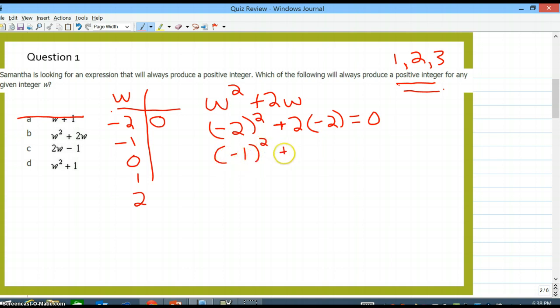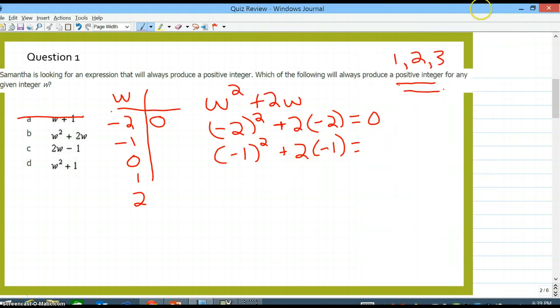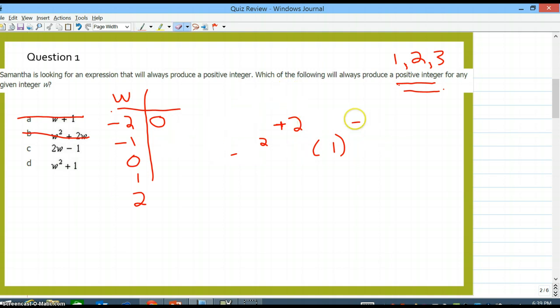I'm going to plug in -1 for W. When I do that, if I put that in my calculator, parentheses, -1, close parentheses, squared, plus 2, parentheses, -1, close parentheses, enter, I get -1. So again, I'm only looking for rules that will produce positive integers. -1 is not positive, it is negative. B does not work, I'm going to cross that out. And I'm going to erase my work for answer choice B. And I'm going to go ahead and move on to answer choice C.